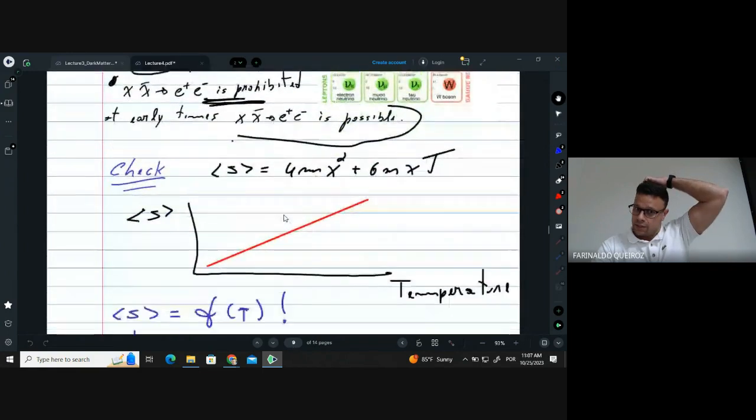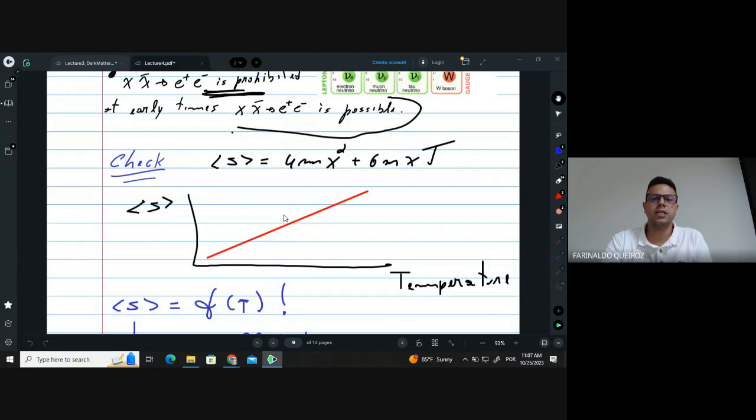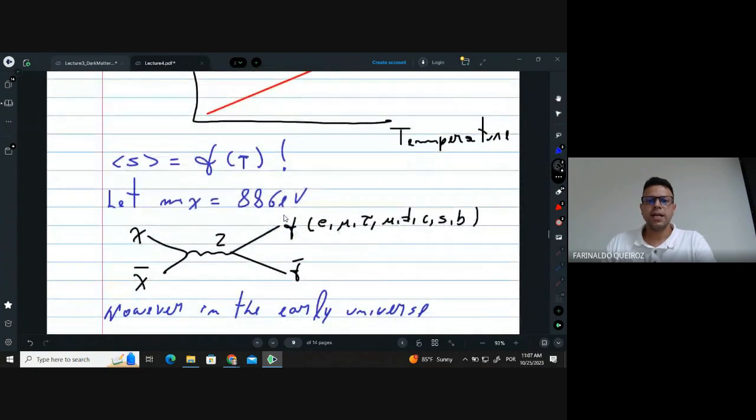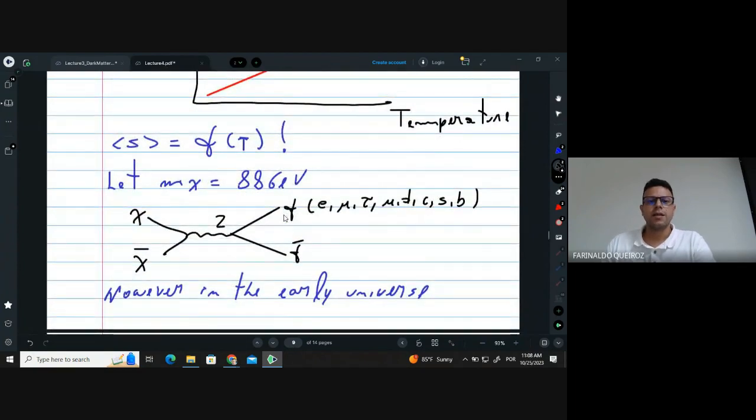What I'm showing here is that the center of mass energy, or the square root of the center of mass energy, grows with the temperature, right? According to this relation. Fine. Now let's pick an example to be clear. Let's say the dark matter particle mass is 88 GeV. So I have 88 GeV here.